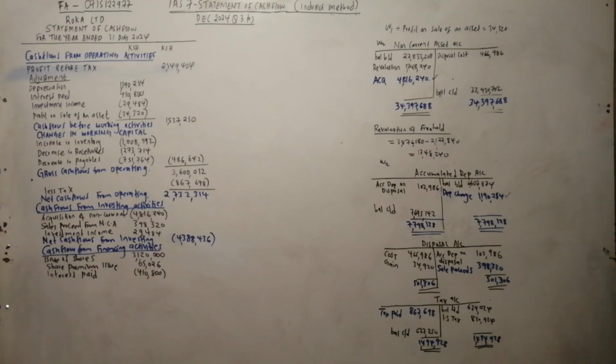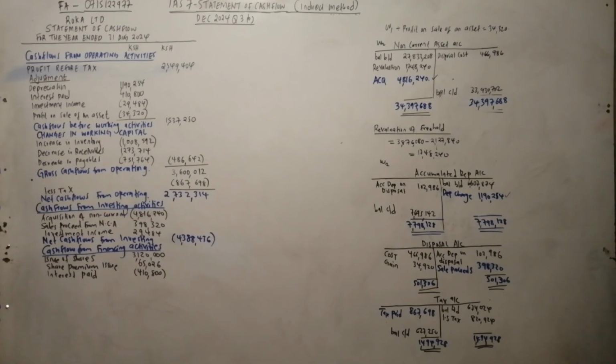I think hakuna kitu ingine. So tuende kwa loan kwanza. So we are supposed to go to the loan. So we have a debenture. Revaluation reserve tumeshafanya. That one will not affect any other account. It will only affect the PPE account. So the last item is debenture.